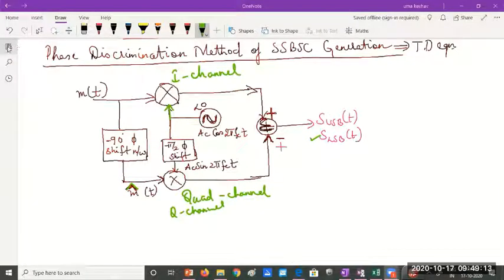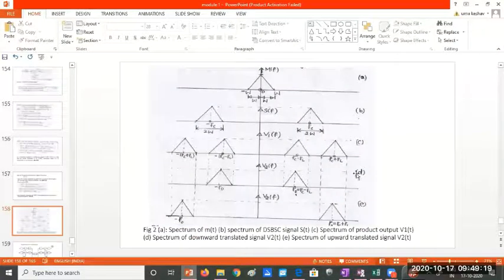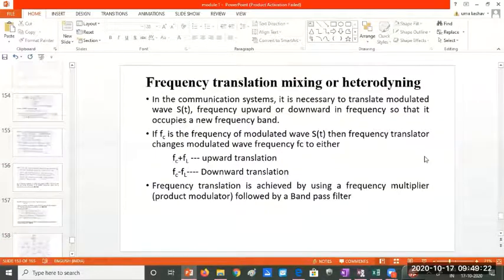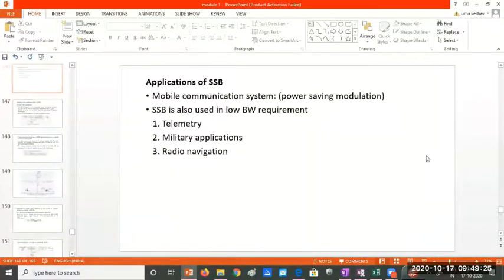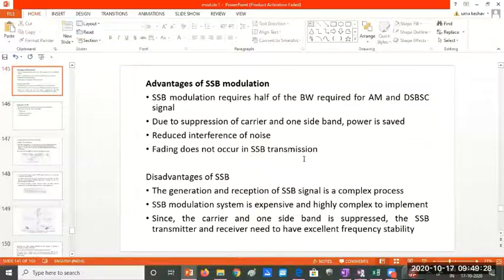Anyway, with this, we complete SSB-SC, and coming to the advantages and disadvantages of SSB. You can see the screen, I think. You see the advantages of SSB modulation. First thing, it requires only half the bandwidth which we needed for AM and DSB-SC. Both AM and DSB-SC needed a bandwidth of 2 fm or 2 W, depending upon which type of message we used, right? So you need only half of that here.